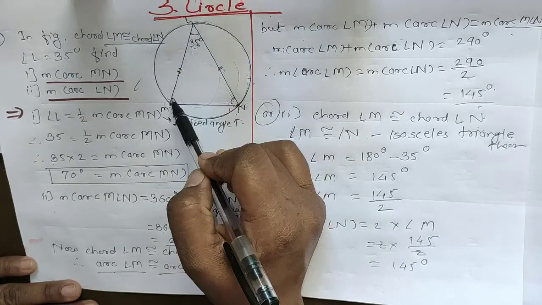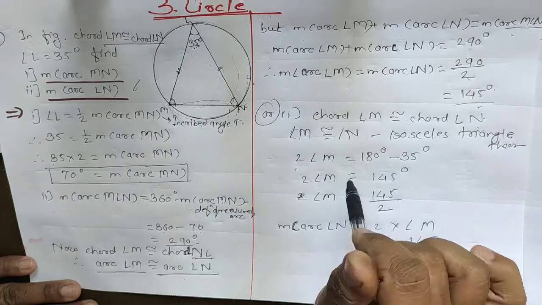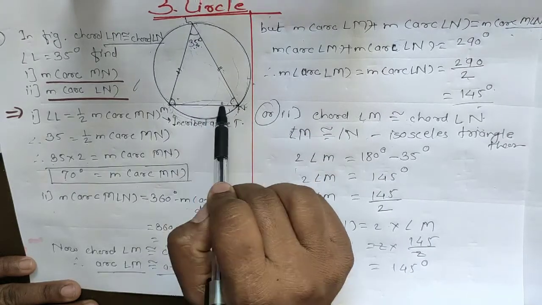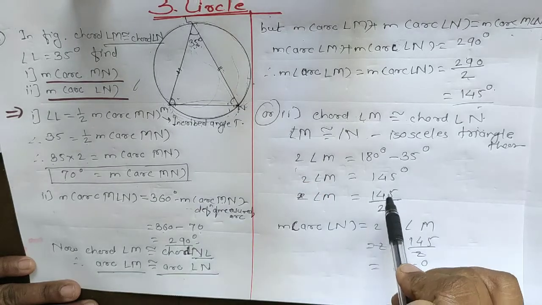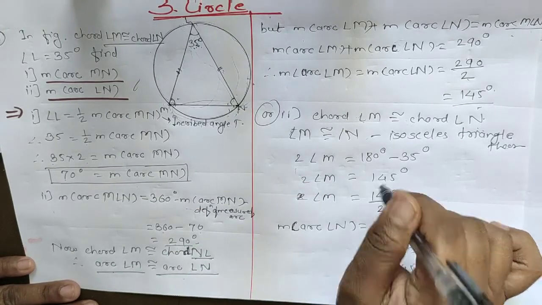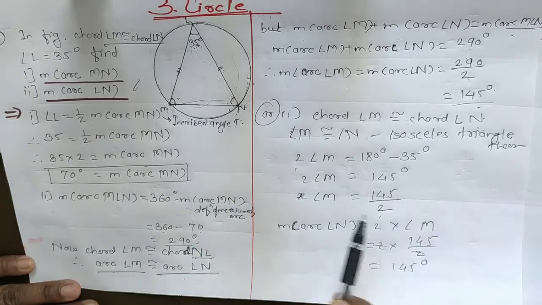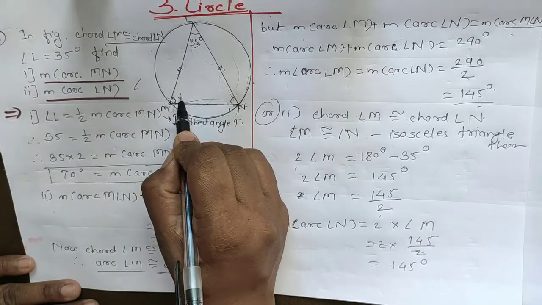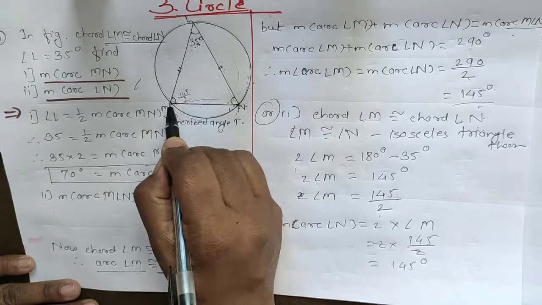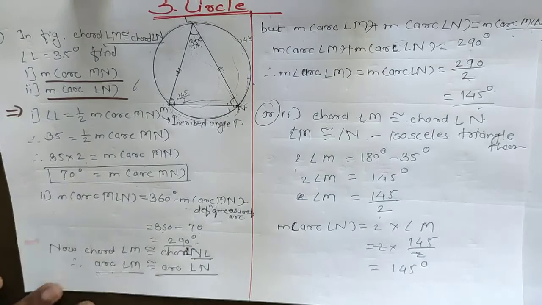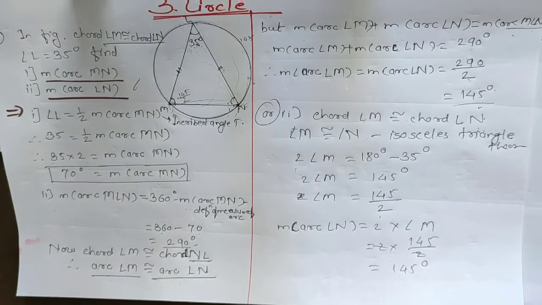Otherwise use the triangle's property, that is the sum of all angles of a triangle is equal to 180 degrees, and from this if you subtract the 35 you get the sum of measure of angle M plus N. Okay, and that is 145, and you divide it by 2, then you will get the measure of angle M. And angle M is how much we got here? 145 divided by 2, and its double is 145. So LN is equal to 145. In this way you solve this example.